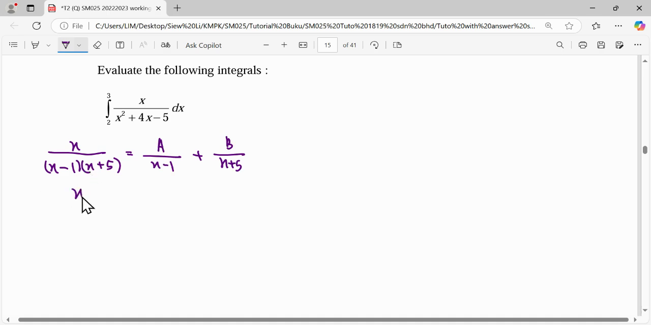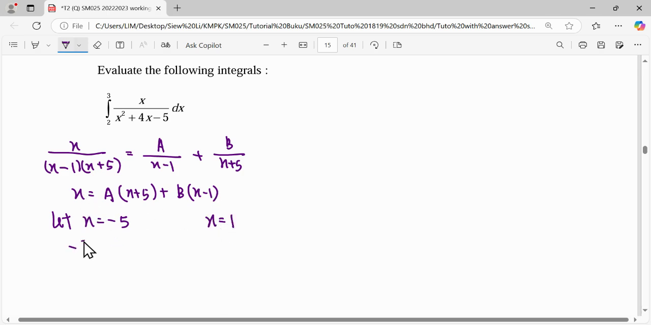Then we build up an equation, getting the same denominator. So for A, we multiply with the factor it doesn't have, which is x plus 5. For B, we multiply with the factor it doesn't have, which is x minus 1. Since we have two constants here, we let x take two values, the roots, which are negative 5 and 1.